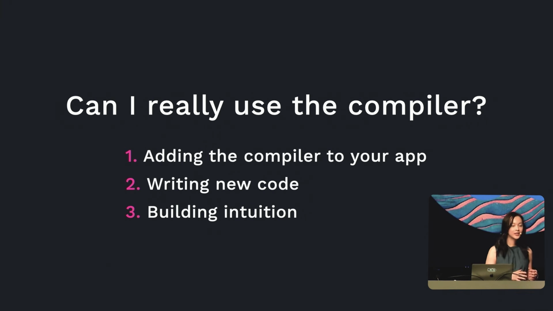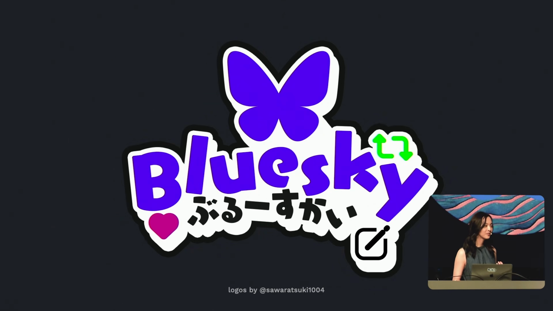So we're going to look at what it's like to add the compiler to your app, what it feels like to write new code with it, and build some intuition for what the compiler does. So to do that, let's add the compiler to a real open source app, Blue Sky. Now, if you're not familiar with Blue Sky, it's a decentralized alternative to Twitter, and it's built with React. And I asked someone who works there, and Blue Sky already has a pretty good amount of manual memoization. So I'm not expecting that we make it way faster, but I think we can make it much easier to maintain performance and write better React along the way. So let's get started.